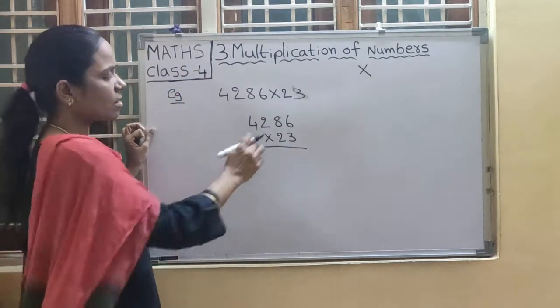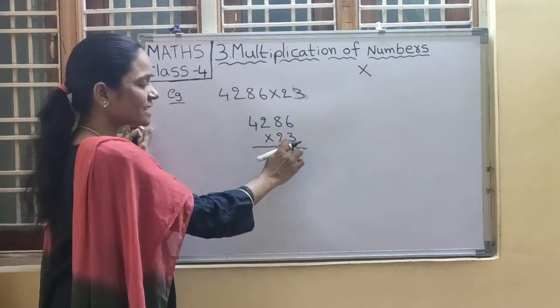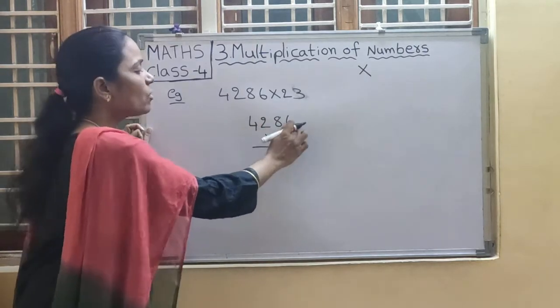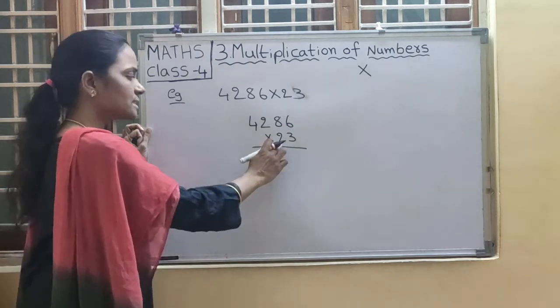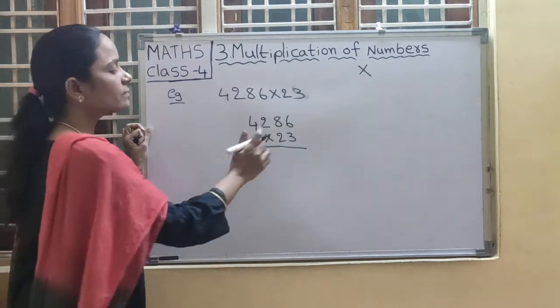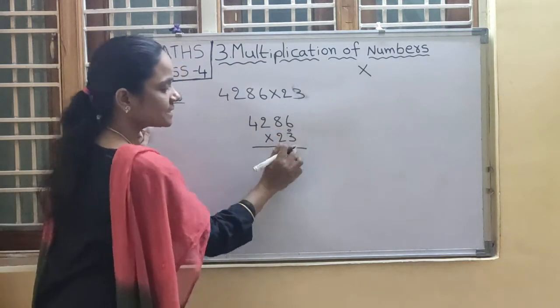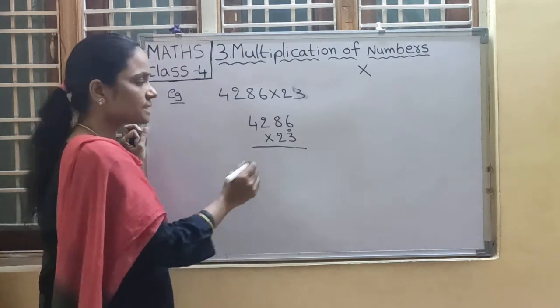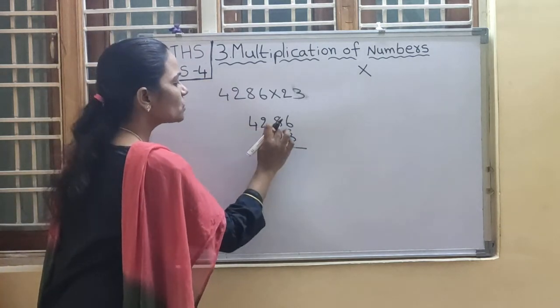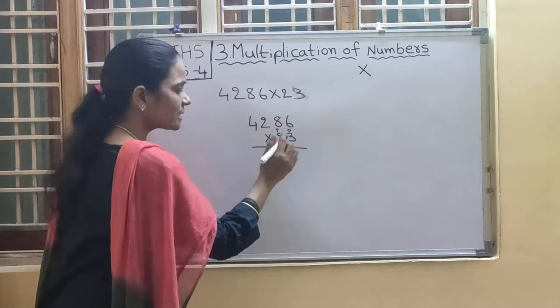The whole number should be multiplied by the 1's place digit, that is 3, and the whole number should be multiplied by the 10's place digit, that is 2. So, first start with the 1's place digit. What is the 1's place digit? 3. What is the 10's place digit? 2. So, this 4286 should be multiplied by 3.